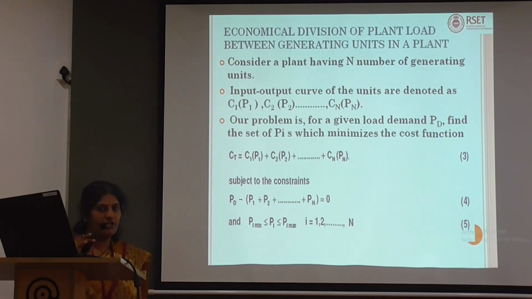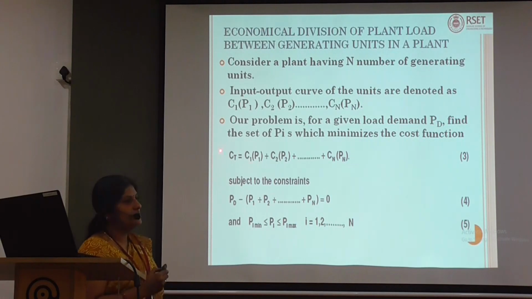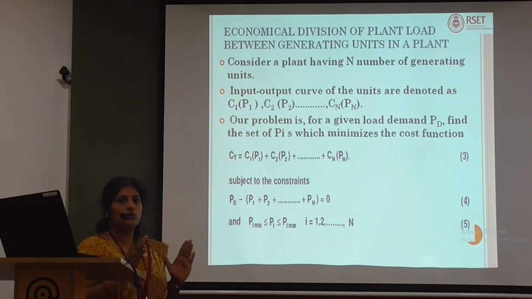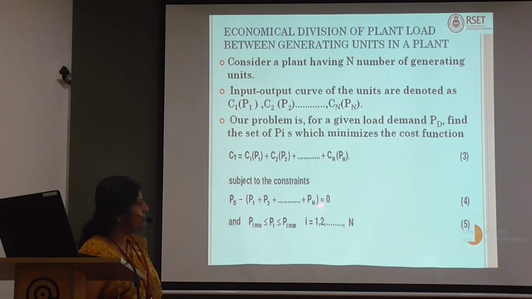So our minimization problem could be stated as to minimize your total cost, but it is being subjected to certain constraints. We have to see what the constraints in the system are. I am neglecting the loss, so I have to see that the total demand will be equal to the total generation. PD is your total demand and this is your total generation, so the difference is nothing but zero. Your demand should match with your total generation, and this is an equality constraint on the system.